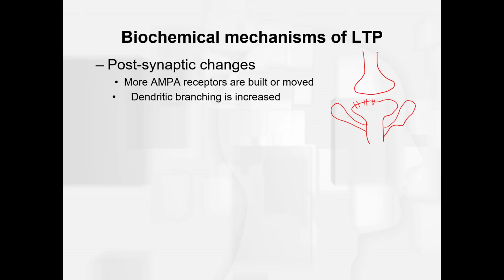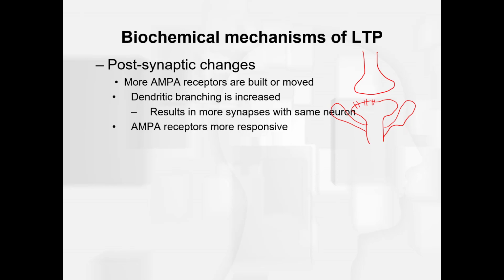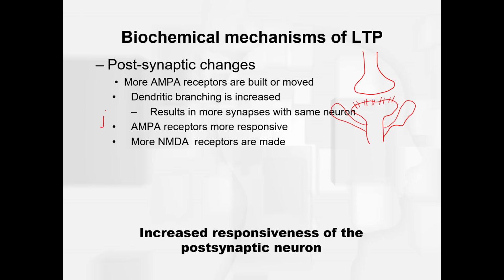That increase in dendritic branching results in more synapses with the same neuron. AMPA receptors also become more responsive, and more NMDA receptors are inserted. So I can't make it a different color, but here would be more NMDA receptors being made, again because of that CAM kinase 2 activation. And these receptors becoming more responsive partly has to do with phosphorylation, which you saw also is something that CAM kinase 2 can be responsible for.